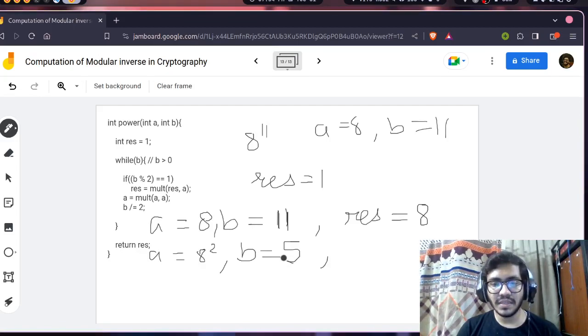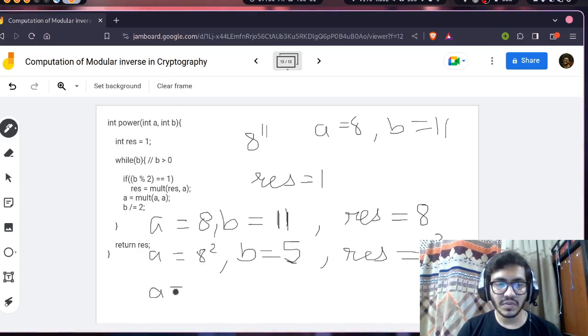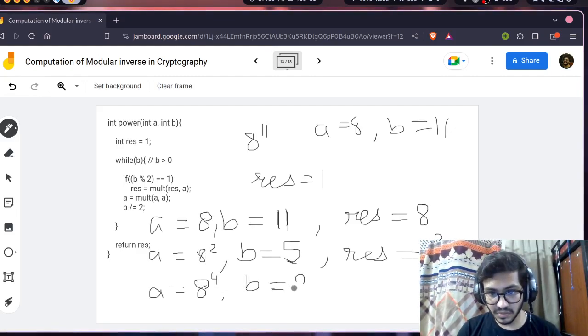Now B is again odd, so you multiply res by A. Now remember that A right now is 8 square, so this becomes 8 raised to the power 3, right? Now again you multiply A by itself, so A becomes 8 square into 8 square, which is 8 raised to the power 4. B after integer division becomes 2, right?